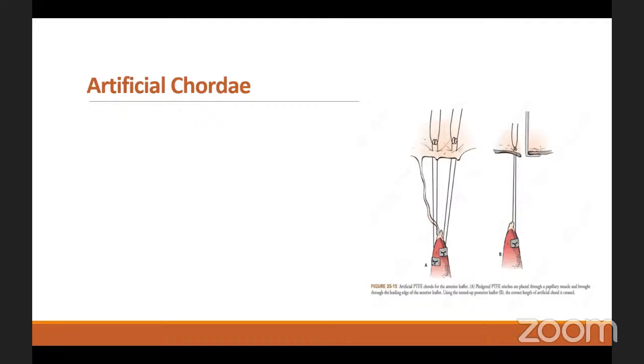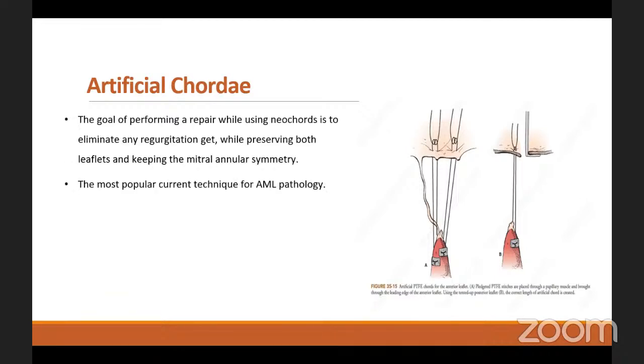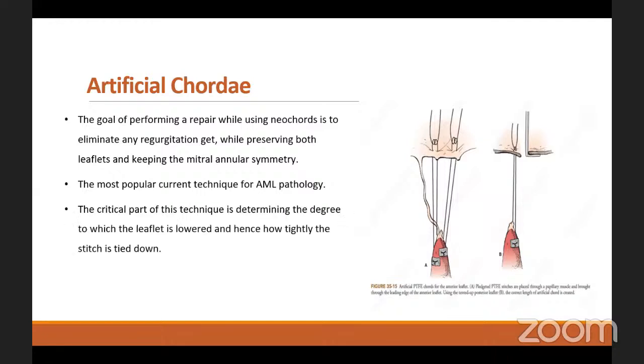So the artificial chordae is the most common technique used for the anterior mitral leaflet pathology. The goal of performing repair using the chordae is to eliminate any regurgitation while preserving both leaflets and keeping the mitral annular symmetry. So the critical part of this technique is to determine the degree to which the leaflet is lowered and how tightly the stitch is tied down. The leaflet height in systole should be at the level to which the chordal length is adjusted.